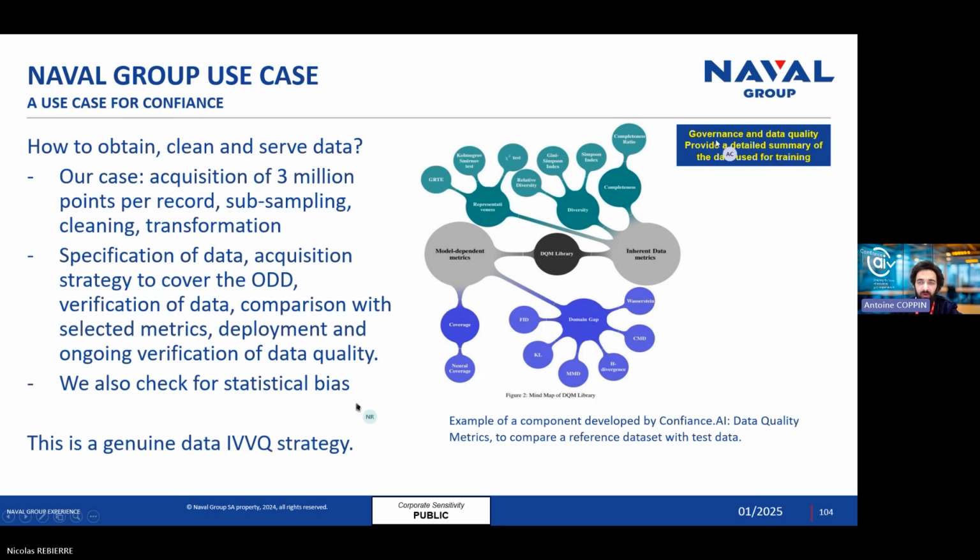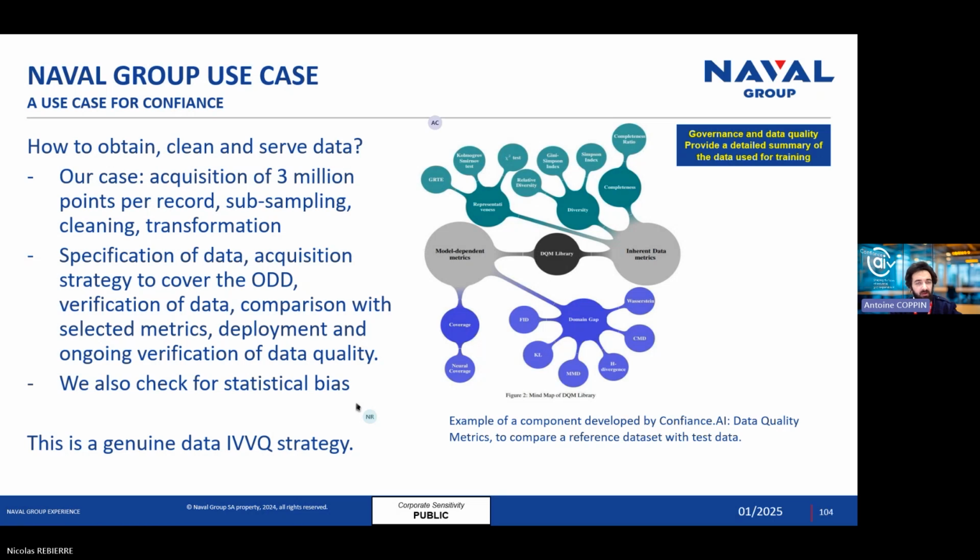You have to think about governance and data quality. That is what the AI Act asks you. You have to provide a detailed summary of the data used for training, and how to obtain clean and safe data. Our case is an acquisition of 3 million points per record with subsampling, cleaning, and transformation. With that, then you have to specify the data you are able to deal with. You have to specify the data, its acquisition, the strategy to cover the ODD, the verification of the data, the comparison with the selected metrics, the deployment of the acquisition methods, and an ongoing verification of data quality. That's a lot of work.